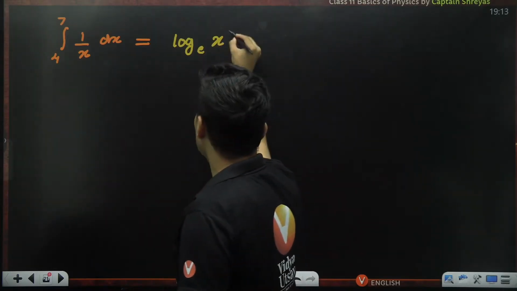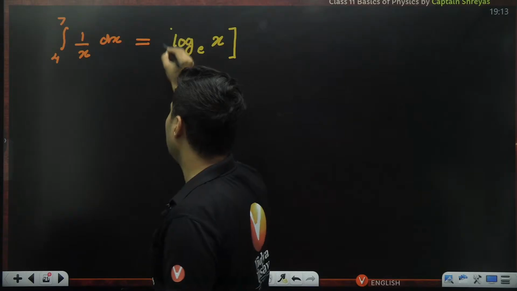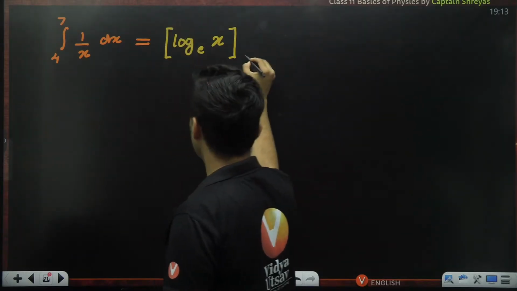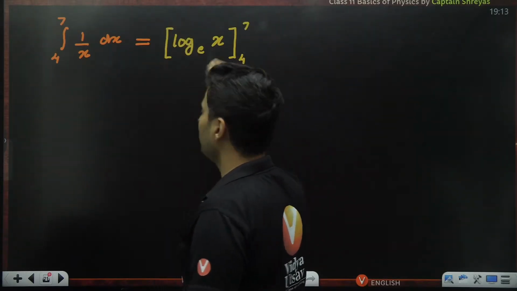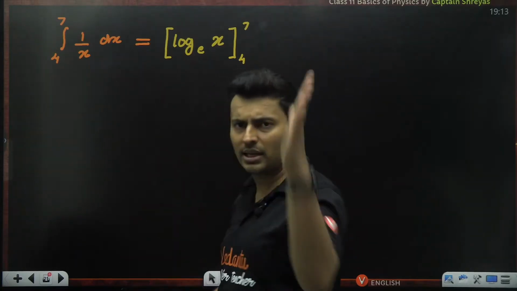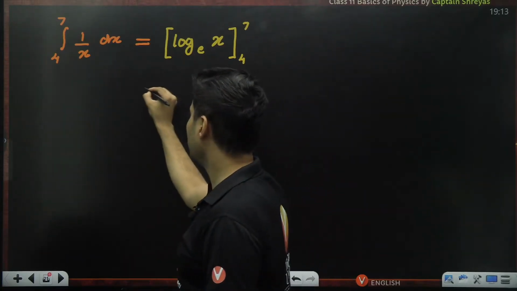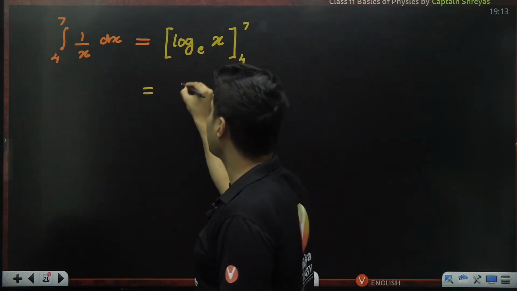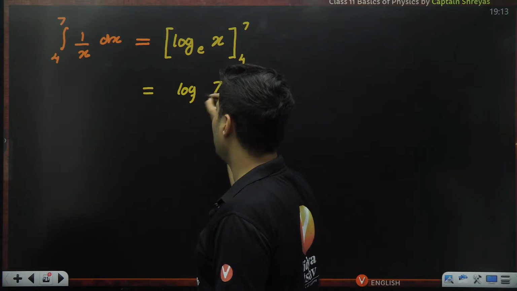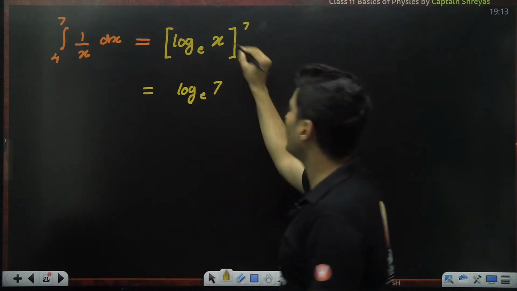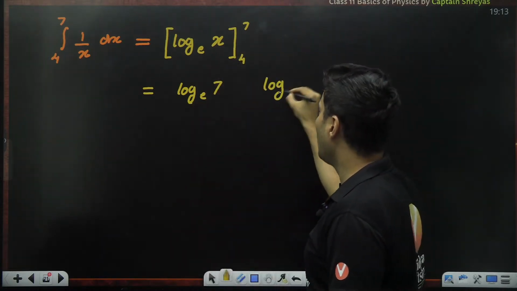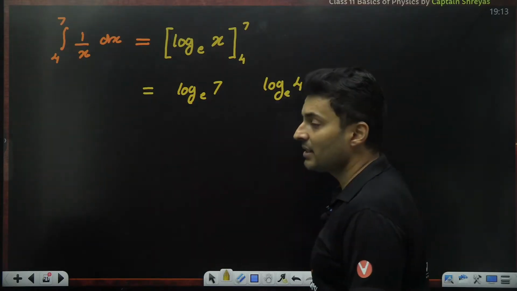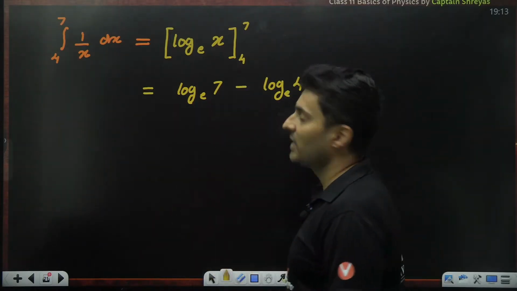Do not forget the limits because we have not yet tackled them. Just for our memory's sake, we'll put them over here, 4 and 7, with the square bracket representation or the line representation, anything. What do I need to do? First put 7 instead of x. So log of 7. Then put 4 instead of x. So log of 4 to the base e. Then subtract both of them.